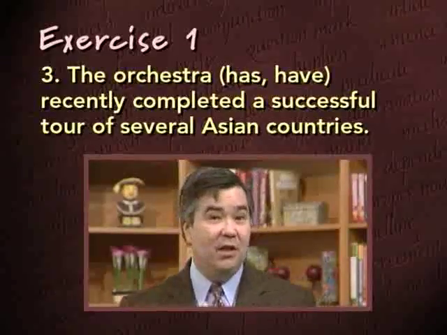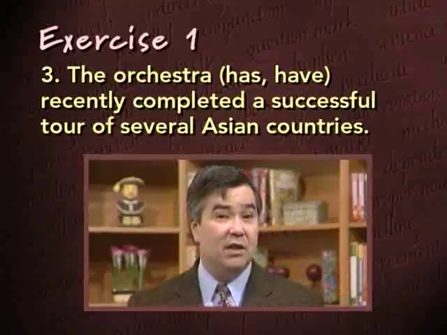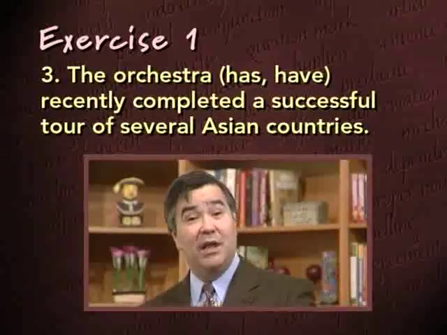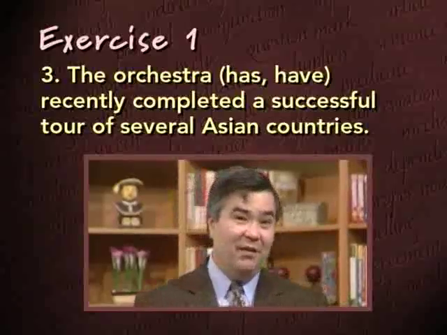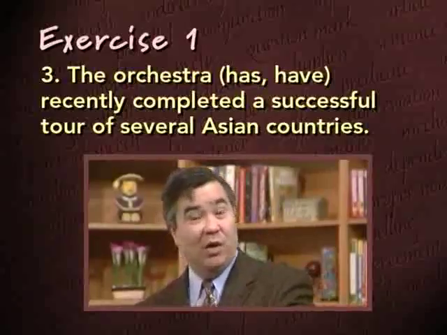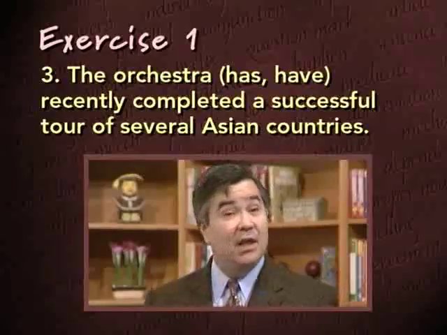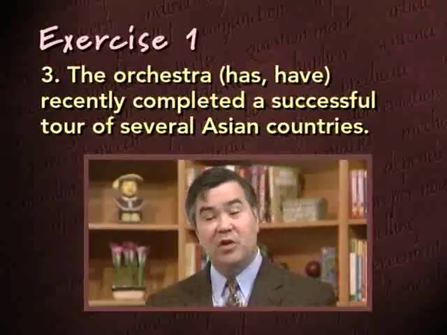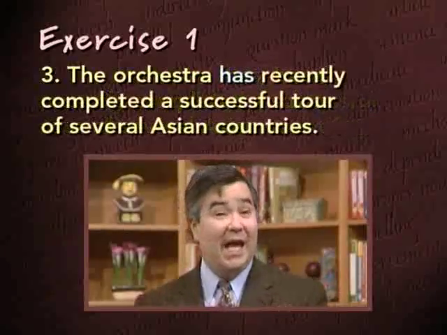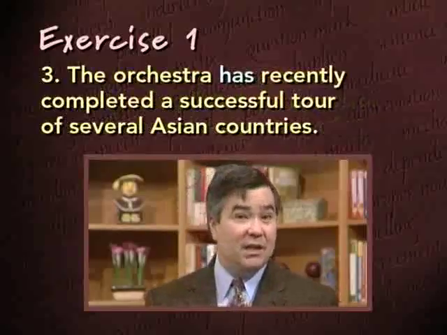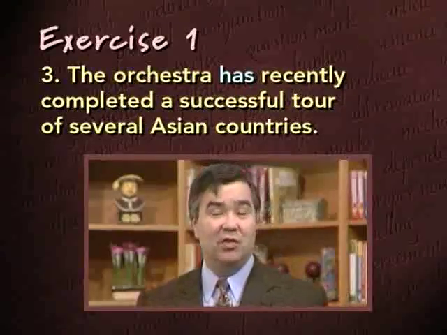How is this collective noun being used? Well, we're told that the orchestra completed a successful tour of several Asian countries. Does that describe an action taken separately by all of the individual members of the orchestra? The oboists, the drummers, the fiddle players, the horn players? No, it's describing something that the entire orchestra did together as a unit. Therefore, the collective noun is being used to refer to the group as a unit, and should be considered singular. So we want the singular verb has rather than the plural verb have. The sentence should read, "The orchestra has recently completed a successful tour of several Asian countries."